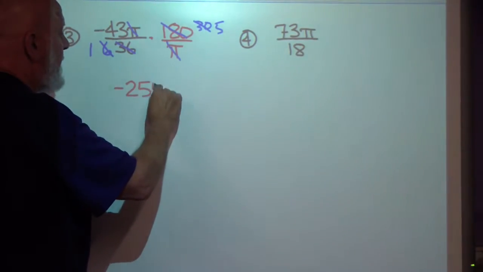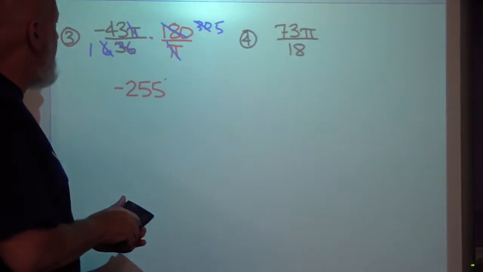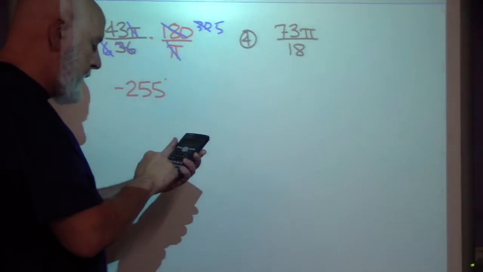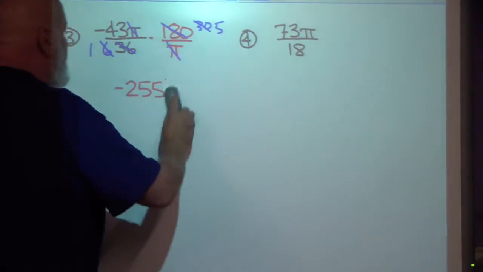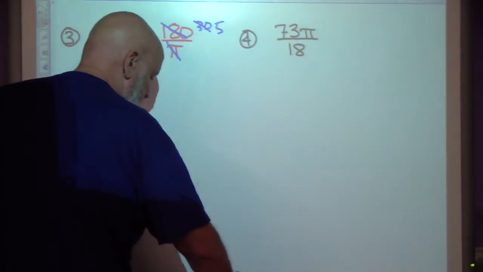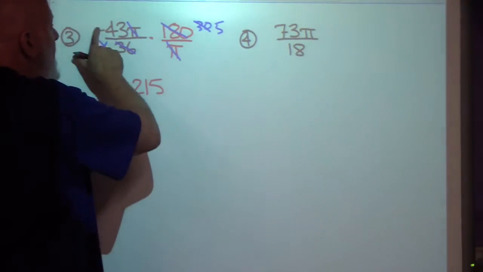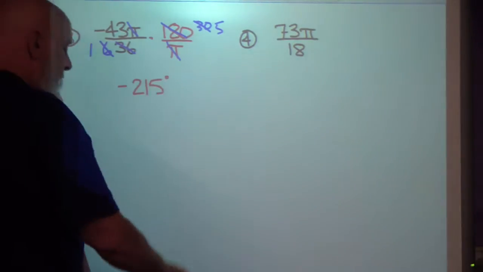Negative 255. I'm going to do that with my calculator just to make sure, because it's early and my brain is not as healthy as it used to be, especially early in the morning. 215, so yeah, I was off. Should be slapped. It's negative because of this minus sign. It's degrees because we converted radians to degrees.